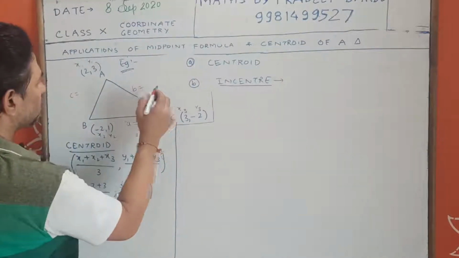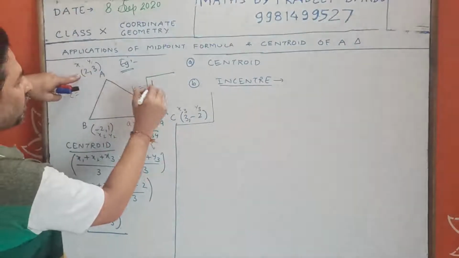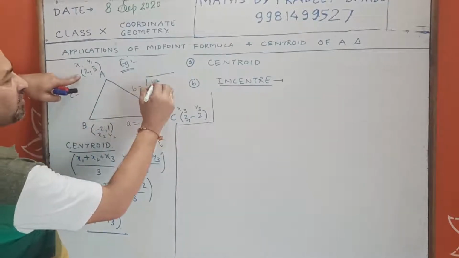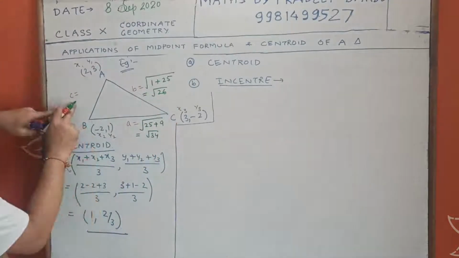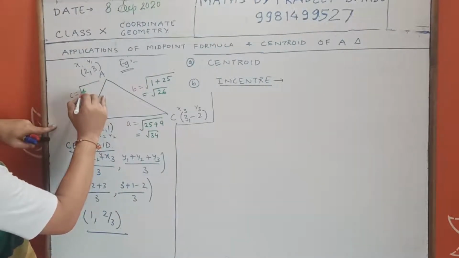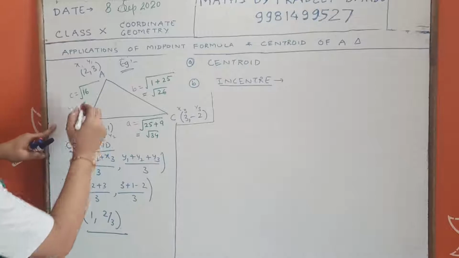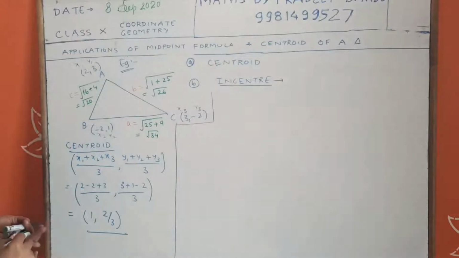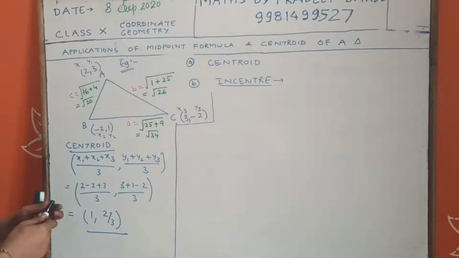Let's find b, AC: under root 3 minus 2, 1 square is 1, minus 2 minus 3, minus 5 square is 25. So that is root 26. Then c: 2 plus 2, 4, so 4 square, that is 16. 3 minus 1, 2, 2 square means 4. That comes out to be root 20. Okay, so these are all not perfect squares, so let's leave them as they are. Now let's see the formula.